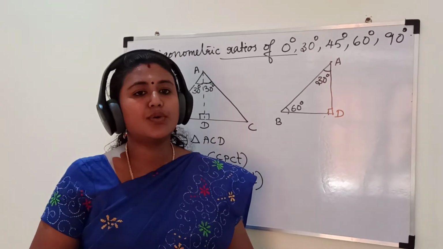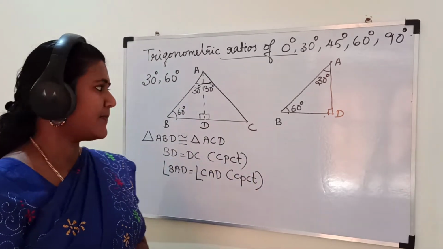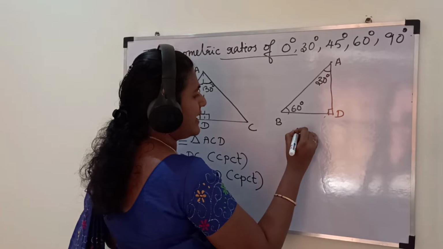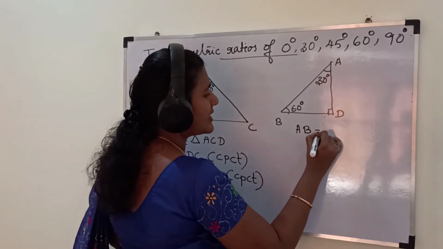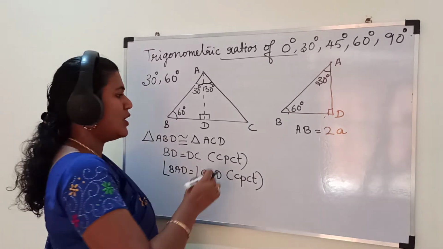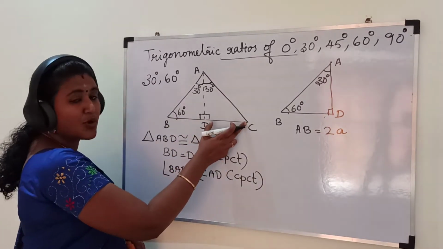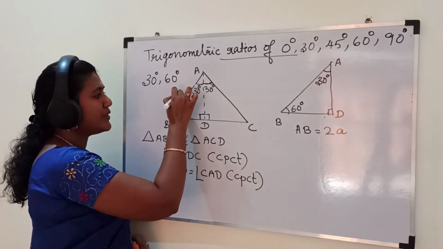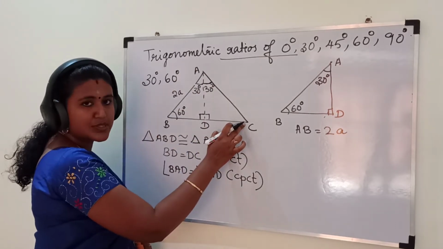But we need to know the length of the three sides. So we will take the side of the equilateral triangle AB as 2A. So we know that BC is also 2A because it is an equilateral triangle. If AB is 2A, the side BC is also 2A.